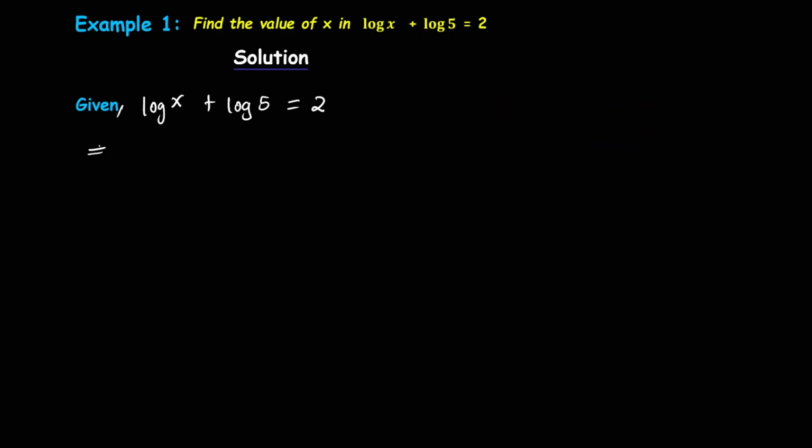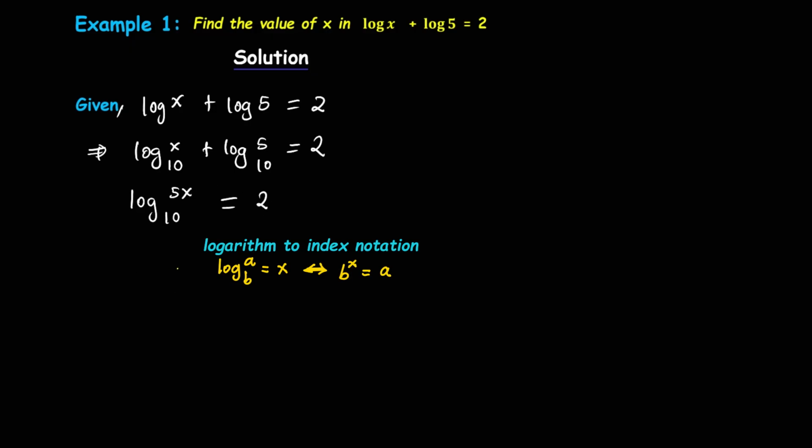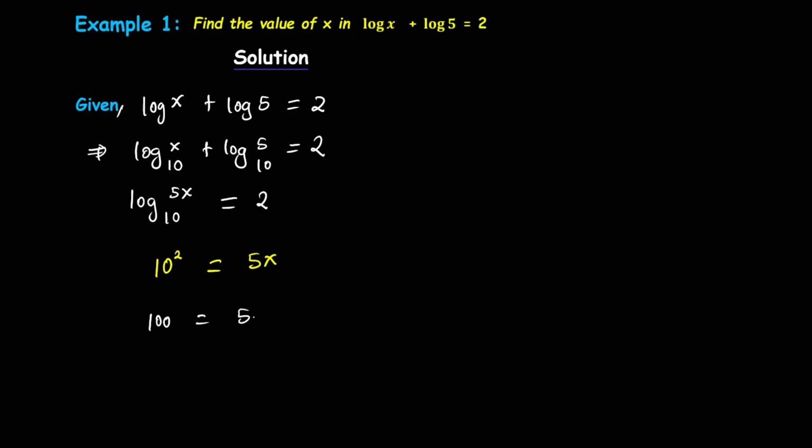So this implies that you have log of x to base 10 plus log of 5 to base 10 equals 2. And from the product rule, we will have log of x times 5, which is the same as log of 5x. So we will have log of 5x to base 10 equals 2. And from logarithm to index notation, we will have 10 squared equals 5x. But 10 squared is the same as 100. We will have 100 equals 5x.